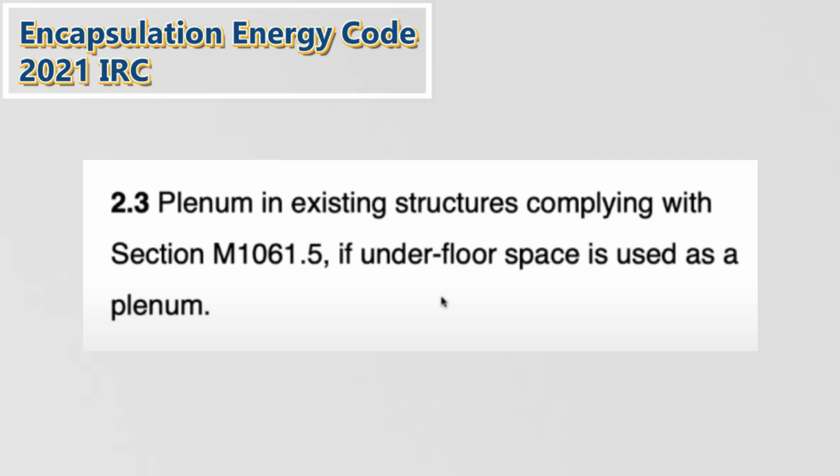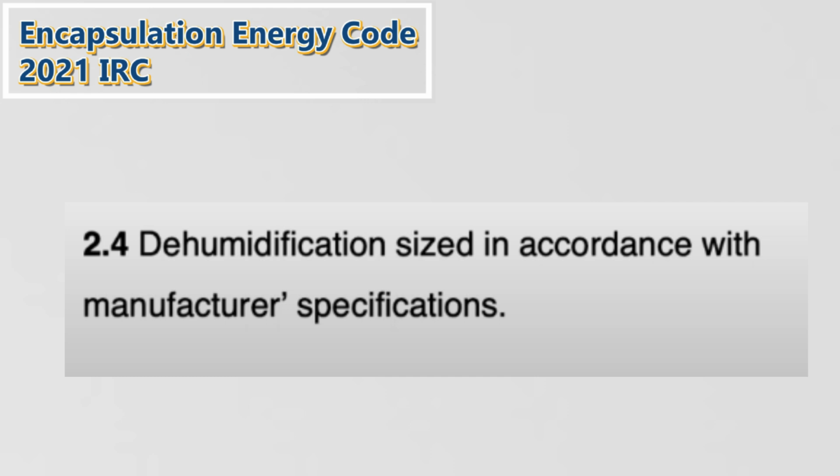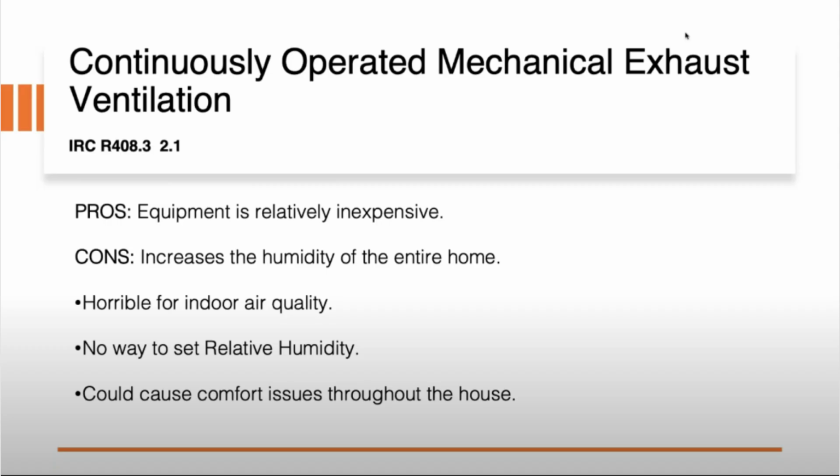I've never seen underfloor spaces used as a plenum, but we did want to mention it since it's part of the code. In Section 2.4, the code requires dehumidification sized in accordance with manufacturer's specifications. With continuously operated exhaust ventilation, one of the pros is that the equipment is relatively inexpensive. You're going to see that as we go through this. The equipment is going to be relatively inexpensive, and that's why builders typically like to go this route.